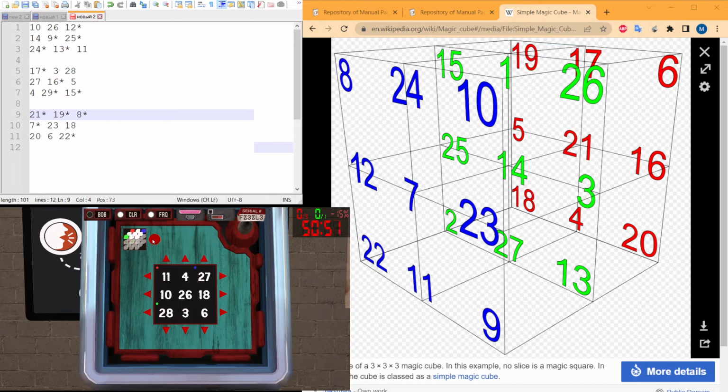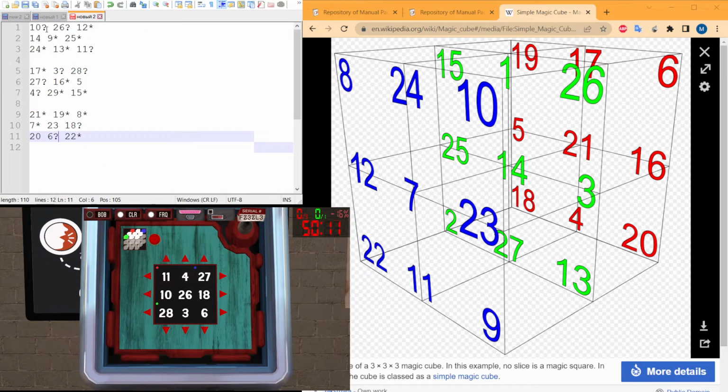Let's go back to the upper square and do the same marking with question marks. 11, 4, 27, 10, 26, 18, 28, 3 and 6. So here 3, 4, 2. Okay, so there are 3, 4 and 2 numbers.